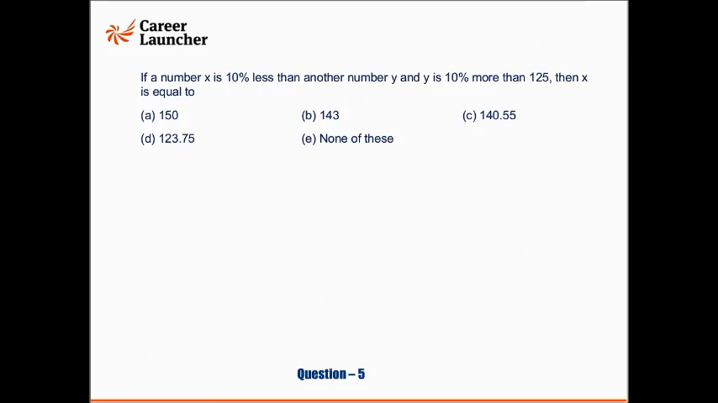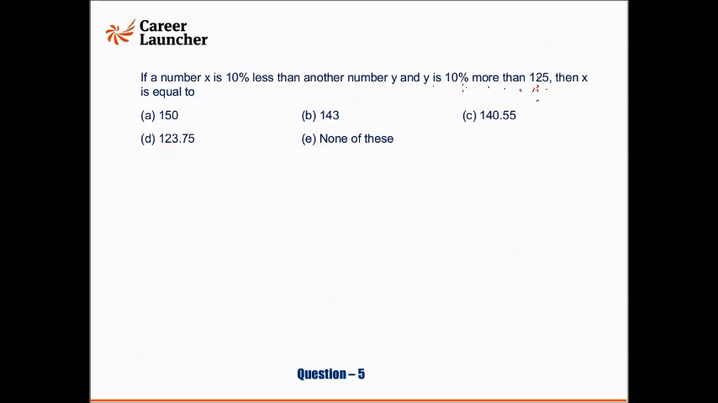Next question says, if a number x is 10% less than another number y, and y is 10% more than 125, then x is equal to what? Question is saying, the data which we have now is 125 and y is 10% more than 125. That is 125 plus 10% of this 125. 10% of 125 is 12.5 and 125 plus 12.5 is 137.5. So y is 137.5, right?